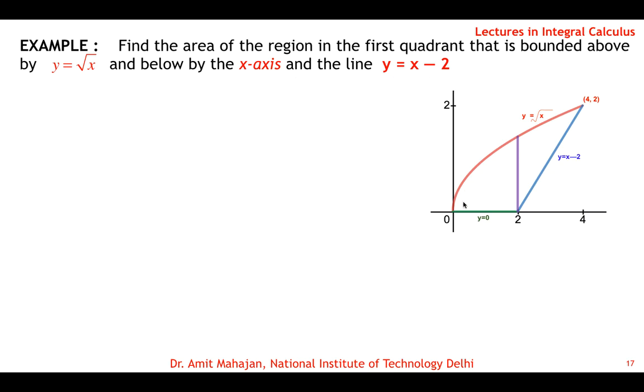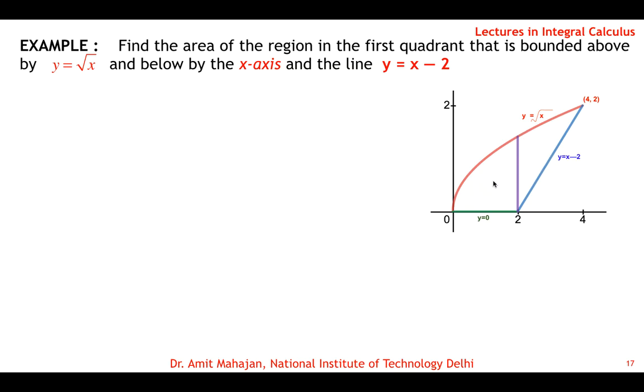Okay, so we have to find the area of the region which is bounded above by this curve y is equal to root x. Okay, so area below this we have to find, and bounded below by the x-axis, which is y is equal to 0 line, and y is equal to x minus 2 line. So we have to find the area below this and above these two. Okay, so in the first quadrant, that means the area between which is lying here. Okay, this we have to find out.